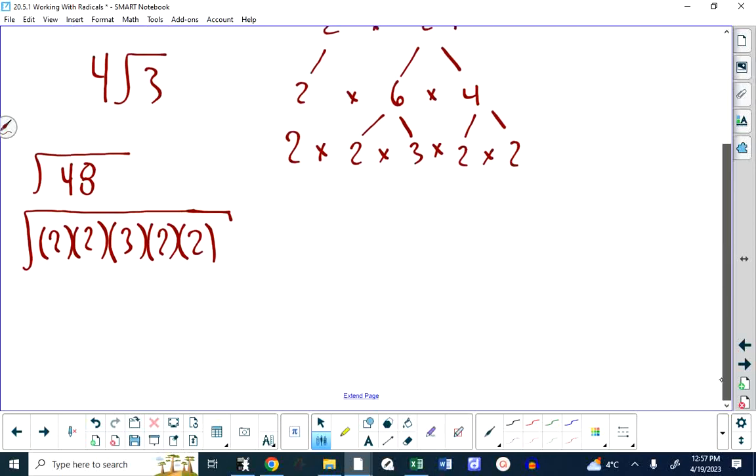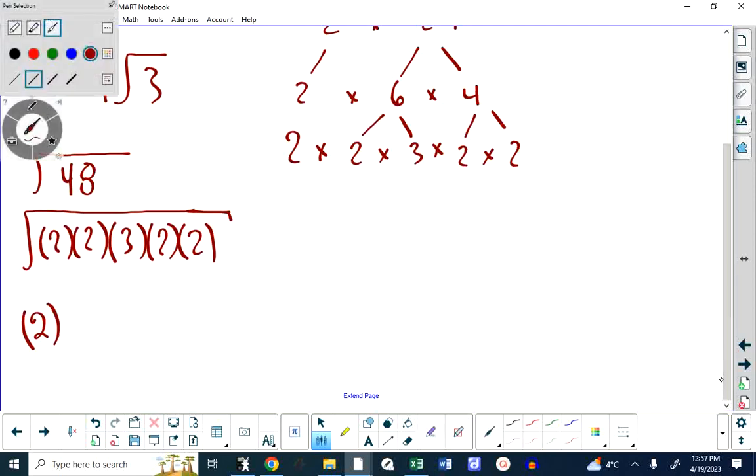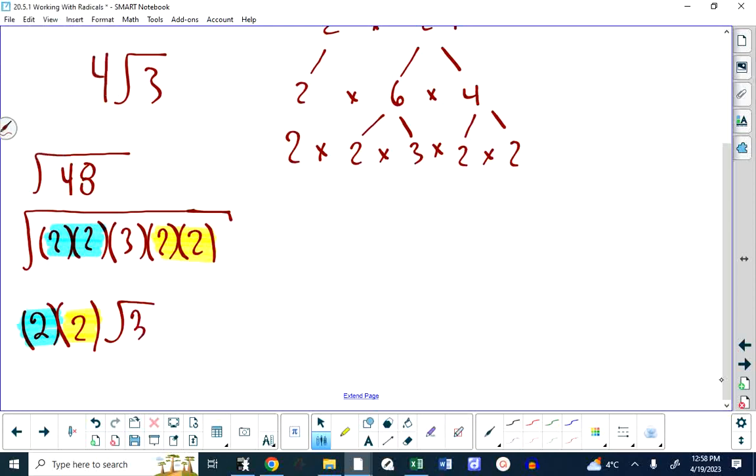So in my next step, I can put a single 2 outside that comes from these 2 2's inside of the radical, and I can put another 2 outside that comes from this pair of 2's inside of the radical, and I'm left with 3. So you get 4 root 3.